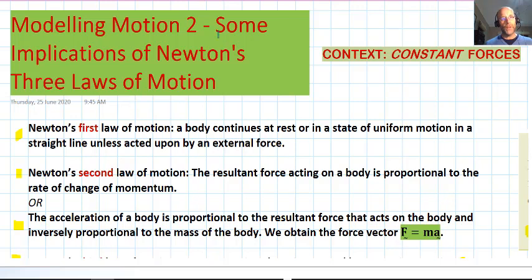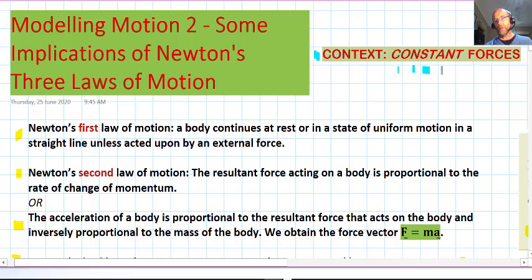Okay, so video 2, modelling motion, and we're going to look at some implications of Newton's 3 laws of motion. In other words, we're going to unpack them and finish the video with a couple of examples. Please note the context of this, we're looking at constant forces. Variable forces will come later on. So we've got our 3 laws from a previous video.